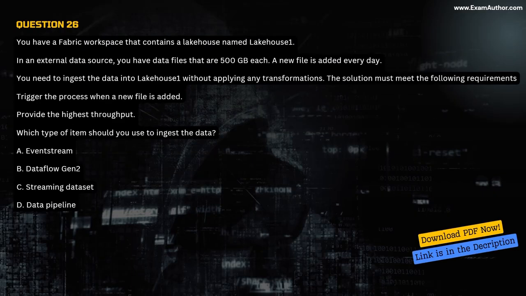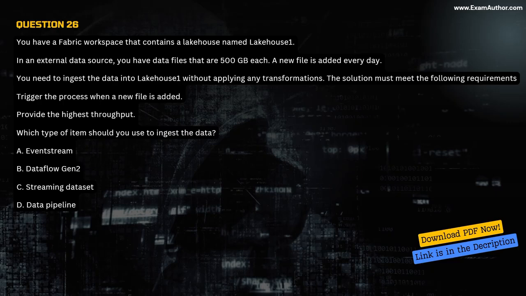Question 26. You have a Fabric workspace that contains a lakehouse named Lakehouse 1. In an external data source, you have data files that are 500 gigabytes each. A new file is added every day. You need to ingest the data into Lakehouse 1 without applying any transformations. The solution must meet the following requirements. Trigger the process when a new file is added. Provide the highest throughput. Which type of item should you use to ingest the data?